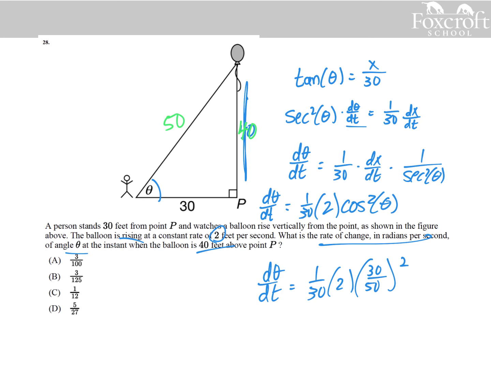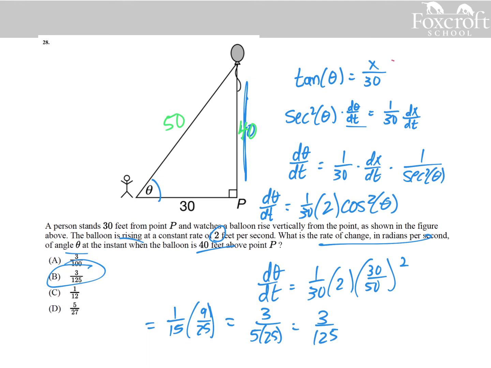And really now we just have to simplify this. So 1 over 30 times 2 is 1/15. That simplifies to 3 over 5, which is 9 over 25. The 9 and the 15 both have a factor of 3. And we get B.